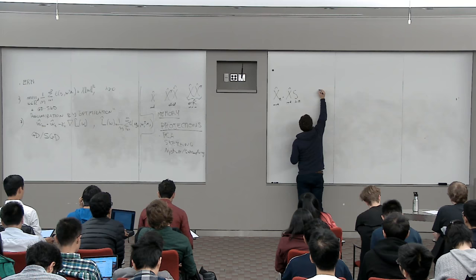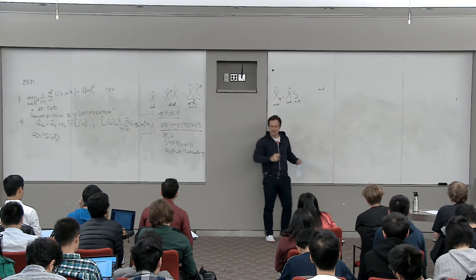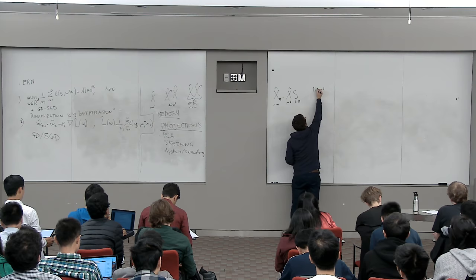And we're going to think of the situation where both N and D are similar and large, okay? And we want to look at the situation where we can pick M smaller, ideally much smaller than both these guys.